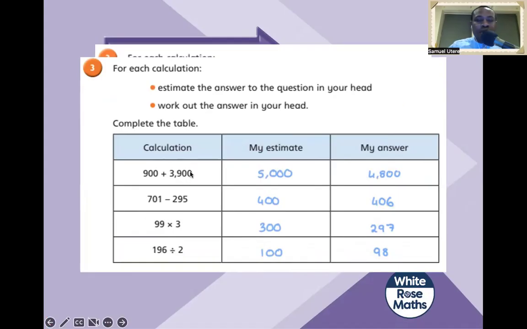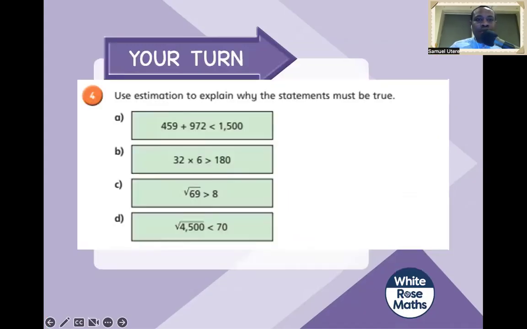3,900 would be closer to, so the estimate here is 5,000. Here the person would simply say 1,000 plus 4,000, 5,000. And then when you do the calculation, this is what you get. So here are the answers. Estimation can really help us to do calculations much quicker and to check that our answers are correct.